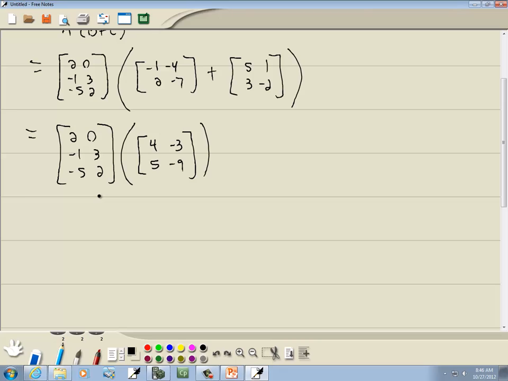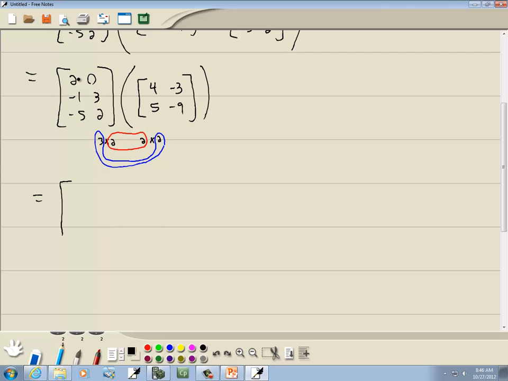Now this is rows by columns. This is a 3 by 2, and this is a 2 by 2. Again, to be able to multiply them together, these have to be the same, which they are. And the size of our answer is going to be a 3 by 2. Okay. So we'll take our first row times our first column. So I got 2 times 4 plus 0 times 5. Then we'll take our first row times our second column. So we got 2 times negative 3 plus 0 times negative 9.